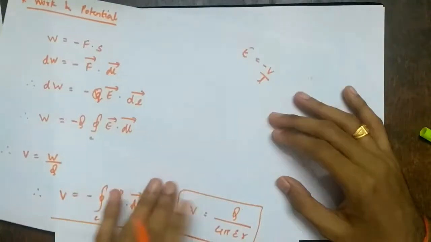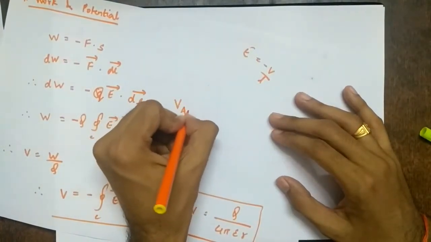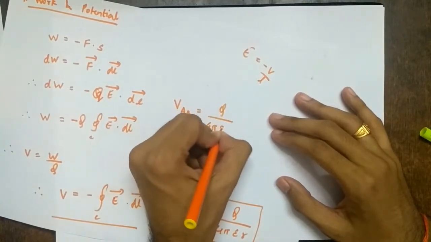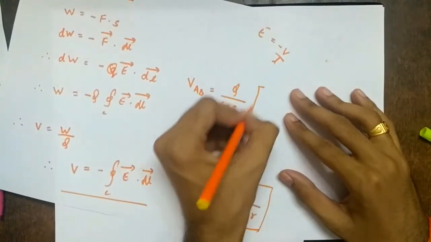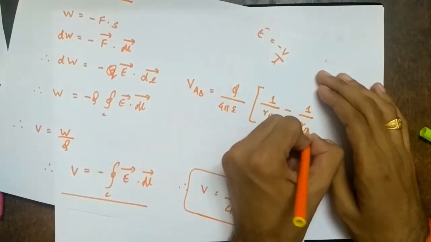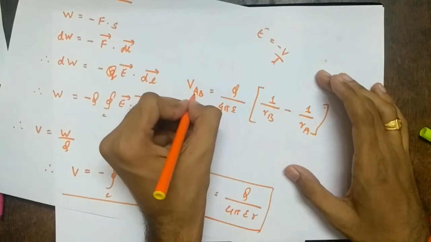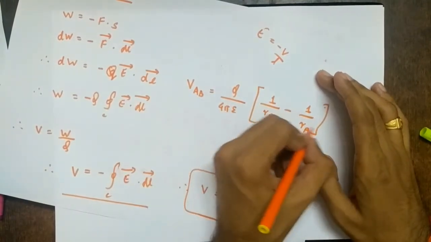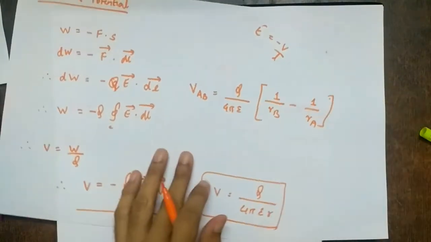So I'll write here only. If I want the potential of A with respect to B, it is given by Q upon 4 pi epsilon into 1 upon R_B minus 1 upon R_A. Very important: I am finding the potential of A with respect to B, but I am getting first B then A, and they are inverses of the distance, right?